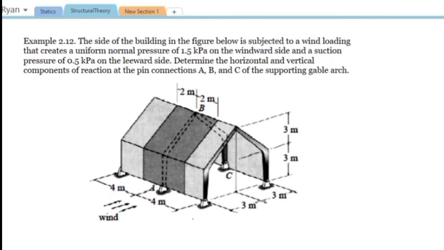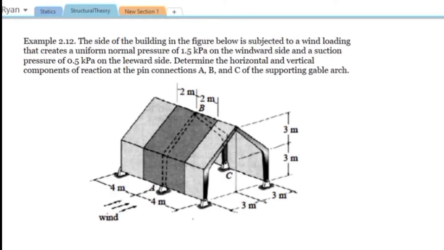Example 2.12, the side of the building in the figure below is subjected to a wind loading that creates a uniform normal pressure of 1.5 kilopascal on the windward side and a suction pressure of 0.5 kilopascal on the leeward side. Determine the horizontal and vertical components of reaction at the pin connections A, B, and C of the supporting cable arch. So kung makikita natin dito, this is the direction of the wind.